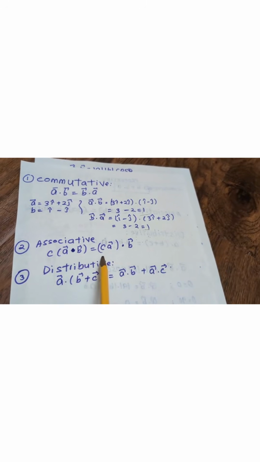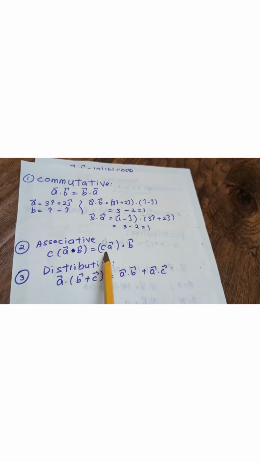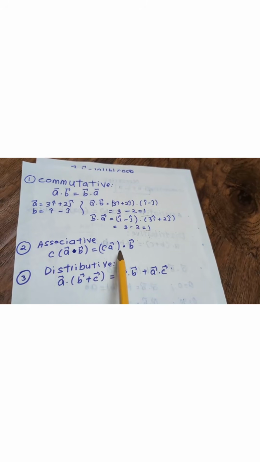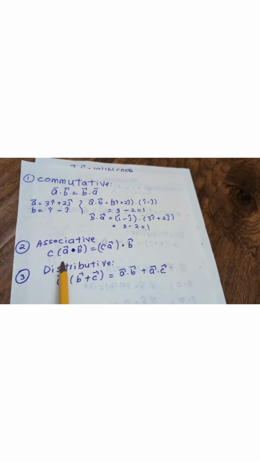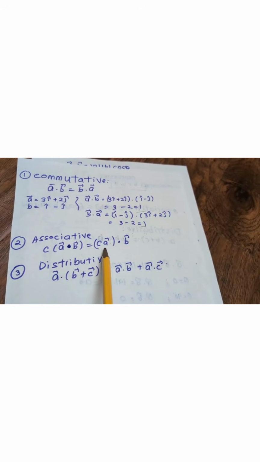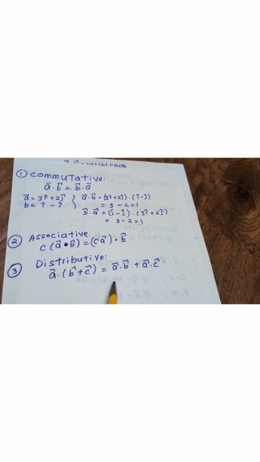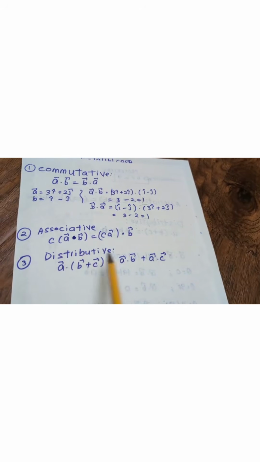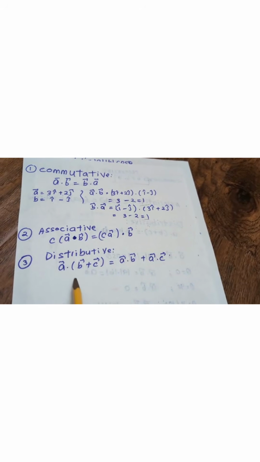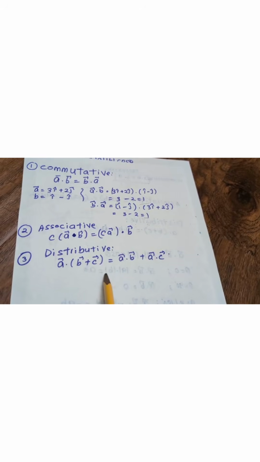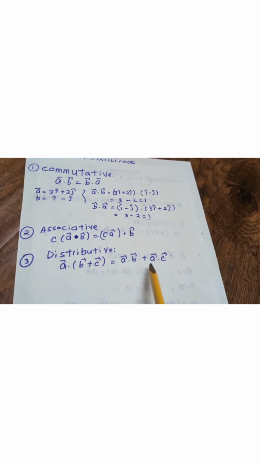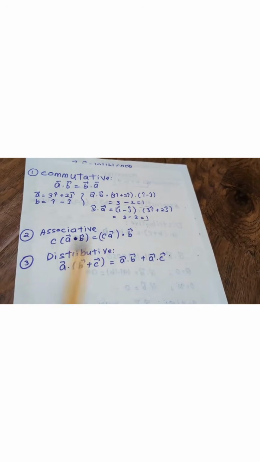C times A dot B is the same as C A dot B. That means C simply scalar multiplied with the vector A, and then the dot product with B, will give you the same result. And it also follows the distributive law. That means A dot (B plus C) is the same as A dot B plus A dot C.